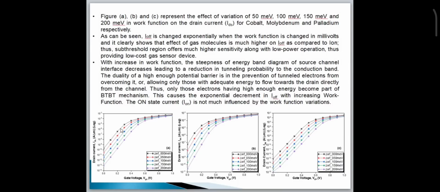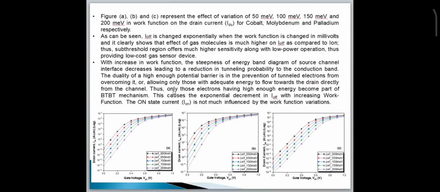The reason behind this is the duality of a high enough potential barrier in the prevention of tunneled electrons from overwhelming it, or allowing only those with adequate energy to flow towards the drain directly from the channel. Due to the reduction in the tunneling probability and increase in the barrier at the source channel interface, only the high energy electrons can cross from the source to the channel region. This will result in the reduction in the off current of the device when the device is in the off state.